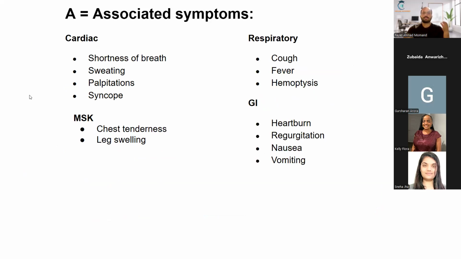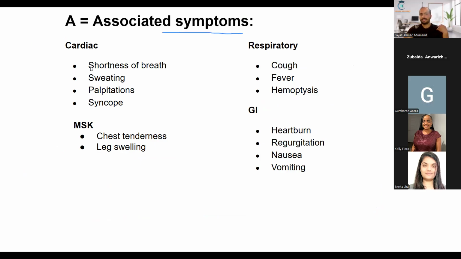Okay. Now, associated symptoms. Cardiac or symptoms that may point towards cardiac pathology: shortness of breath, sweating, palpitations, syncope, nausea. These are things that would point towards cardiac pathology. Respiratory symptoms like cough, fever, hemoptysis, they point more towards a pulmonary or lung problem. GI symptoms like heartburn, regurgitation, these point towards a GI problem. Nausea, vomiting can be seen in acute coronary syndromes too.